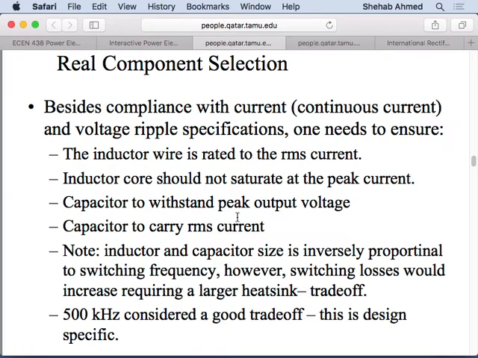So this is what this slide says. The inductor wire has to be rated for the RMS current, right? This is the heat component I'm talking about in the inductor. The inductor core should not saturate at the peak current. That's why you select it based on peak current and RMS current, right?